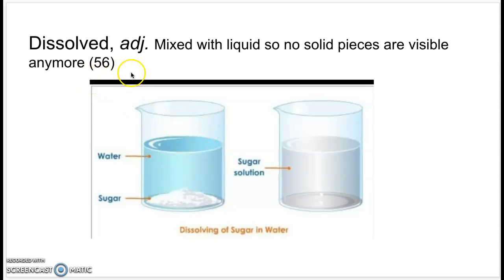And then dissolved is an adjective. It's mixed with liquids, so no solid pieces are visible anymore. You can see here the sugar's on the bottom, but it dissolved in the water and you can no longer see any sugar. It totally dissolved.